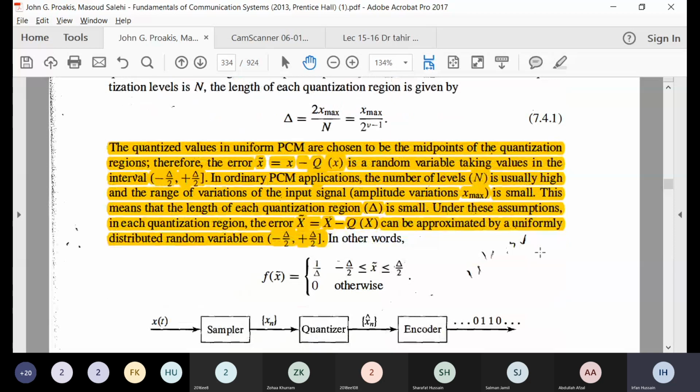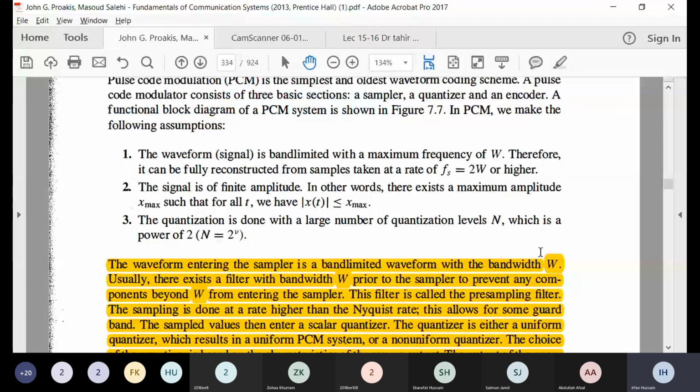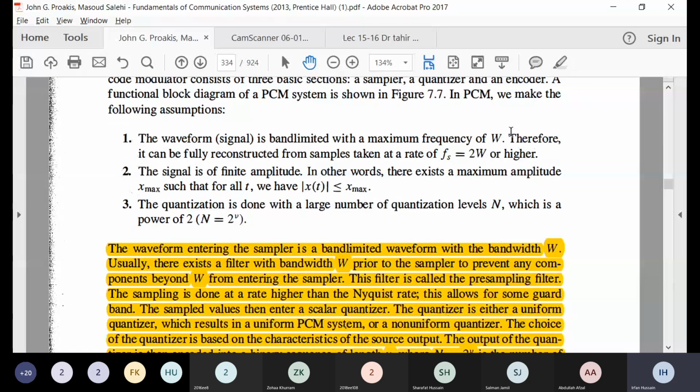So you have a sampler and a quantizer. You can see the sampler gives us x of n, the quantizer gives us x hat of n, and the encoder gives us 0101 for each x hat quantized level. So assumptions are there. First of all, the signal is limited to W bandwidth, and then for reconstruction you will use a bandwidth of 2W, or you can also use a higher bandwidth. Signal amplitudes are all less than x max. This means that no signal is greater than the maximum value.